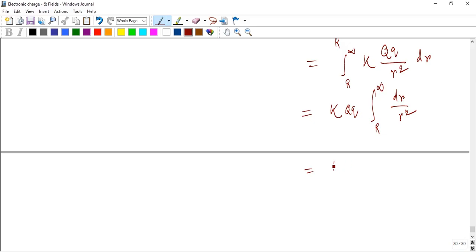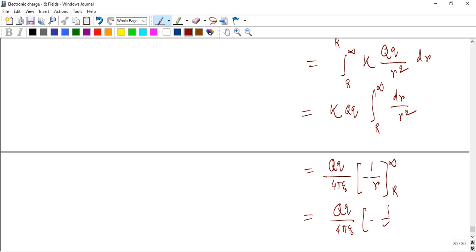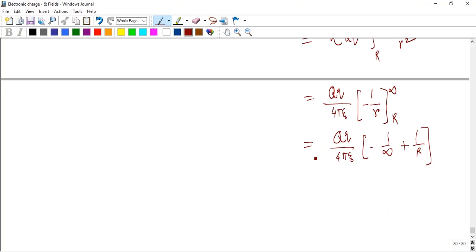Suppose k equals 1 over 4 pi epsilon naught, so we get capital Q times small q over 4 pi epsilon naught. The integration of 1 by r square is minus 1 by r, putting the limit r to infinite. So that equals Qq over 4 pi epsilon naught times (1 by infinite minus minus plus 1 by capital R). 1 by infinite equals 0, so skip that part. That equals capital Q small q over 4 pi epsilon naught R. That is the work done from infinite to point P.